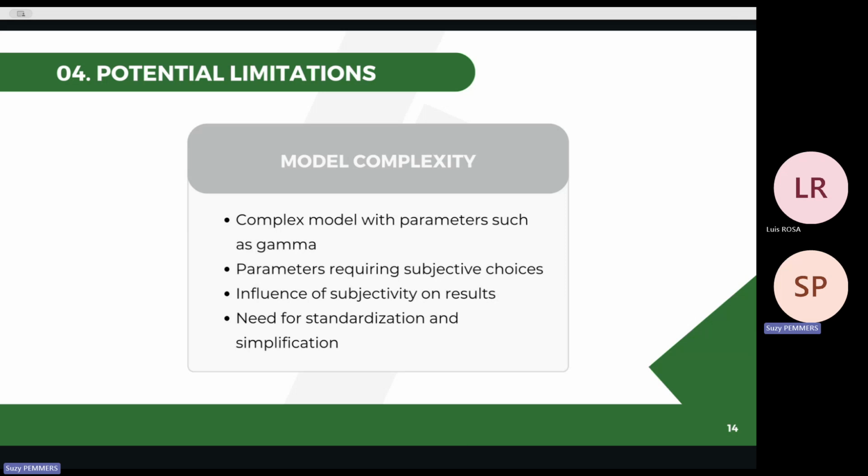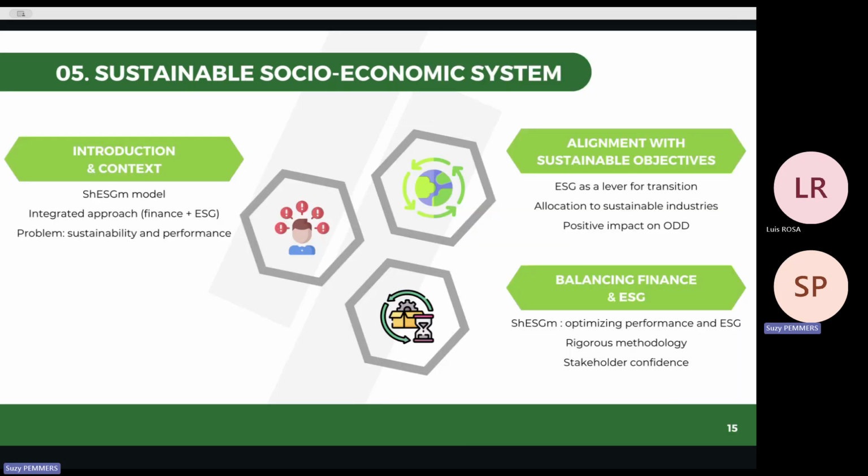And also, I want to add a fourth limit. The findings are based on a limited time frame from 2015 to 2019 and a single data source, MSCI ESG ratings.